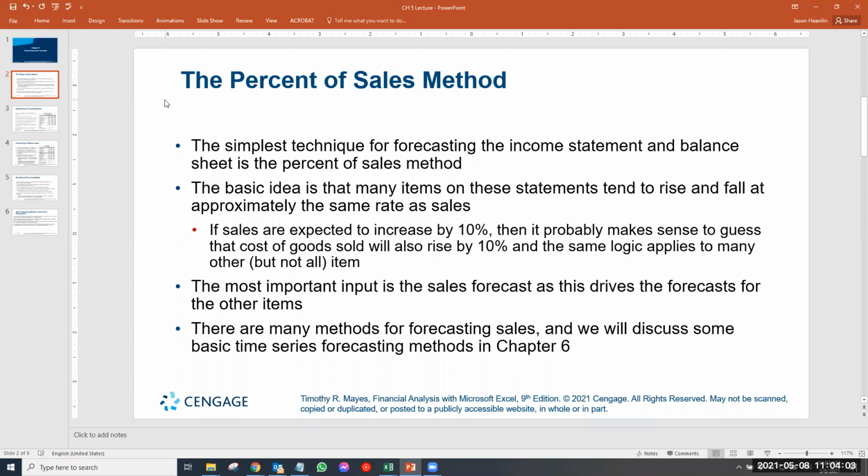The most important input is the sales forecast, as this drives the forecast of the other items, cost of goods sold and the relationship with sales. Now, for this portion, we are not going to talk about how to forecast sales. We're just going to give you the sales forecast, and we're going to talk about everything else in the financial statements that will be forecasted according to that. In a different chapter, in a different video, we'll talk about forecasting sales specifically.